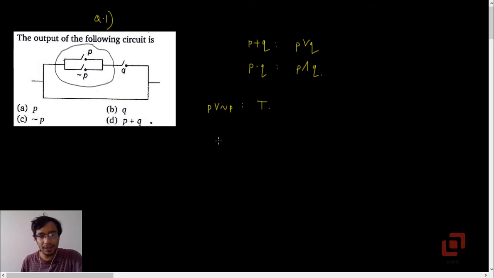And then we have P or negation P, and Q. That is as good as saying T and Q, but T and Q is always equivalent to Q. So the output of the following circuit will depend on the position of the switch Q, hence the correct option is B.